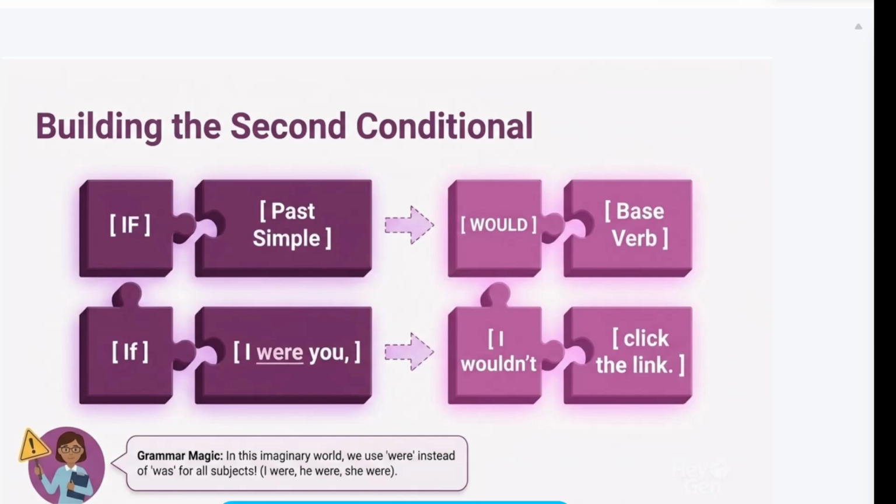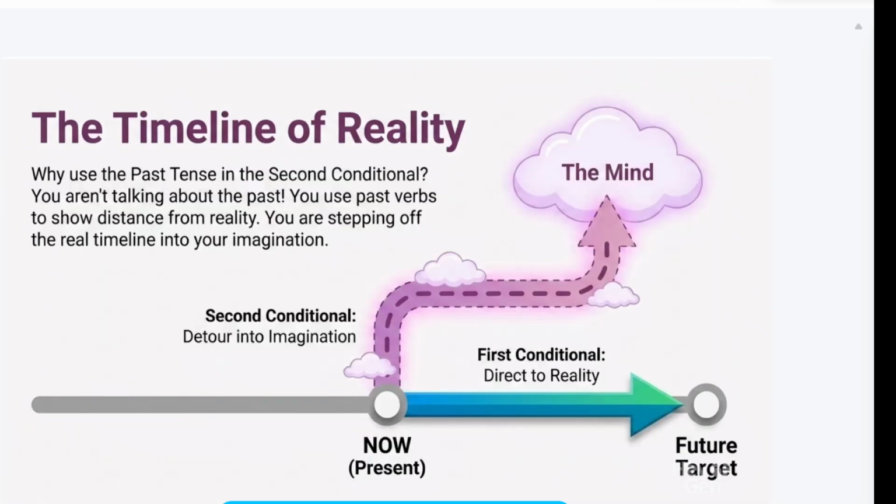Here we use were in the if clause. There is an important grammar point here. In this imaginary world, we use were instead of was for all subjects. For example, we say, I were, he were, she were. The result can be negative with wouldn't. So, if I were you, I wouldn't click the link. This is an example of giving advice by imagining yourself in another person's situation.